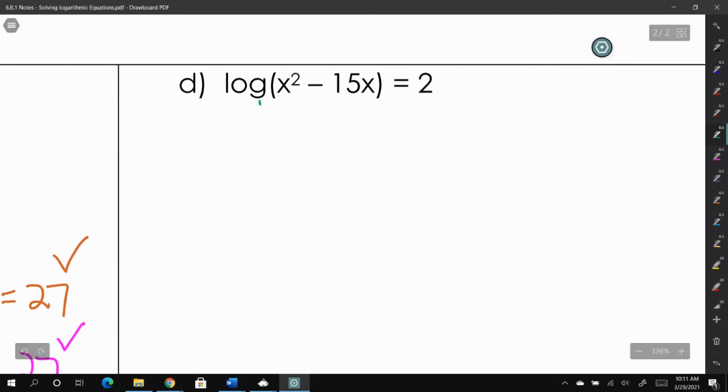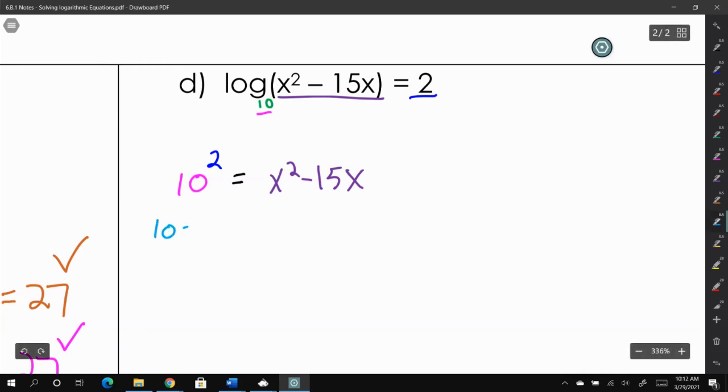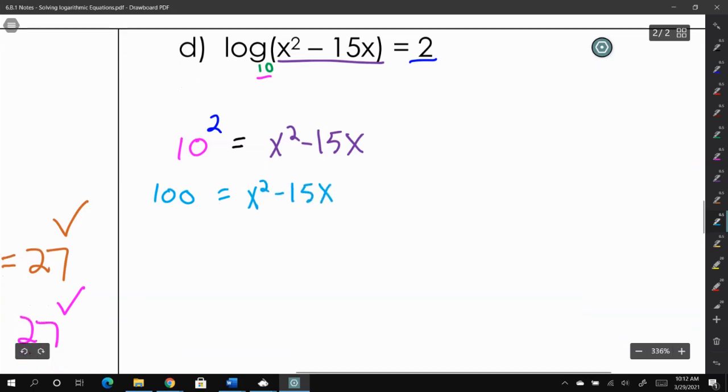But wait a minute, we don't have a base. Remember, if we don't have a base, that's an invisible 10. So 10 raised to the second power equals x squared minus 15x. Well, 10 squared is 100. So 100 equals x squared minus 15x. We'll then subtract 100 because just like the previous problem, this is a quadratic. So we need to get everything to one side.